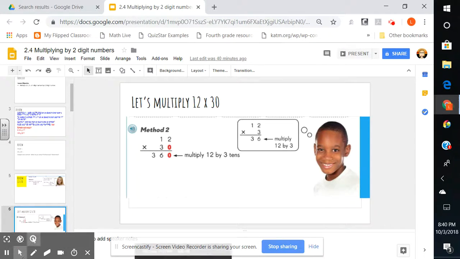So the shortcut is if we have a 0 in the ones place, you can immediately put a 0 in the ones place there. Let me just erase so you can see. Then, because the 3 is in the tens place, you start multiplying 3 times 2, which is 6, and the 6 must be in the tens place because you're starting in the tens place. Then you multiply 3 times 1, and you get 360. Let's move on to the next example.